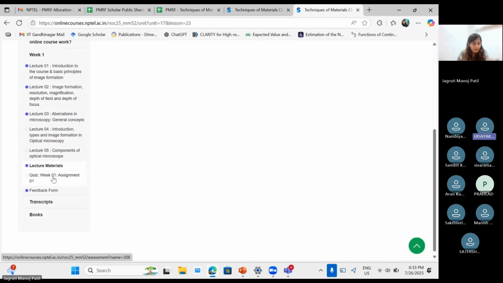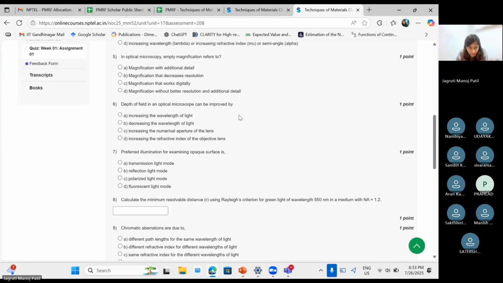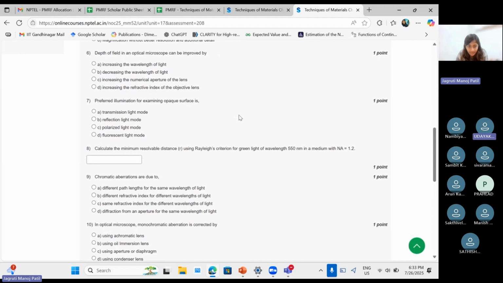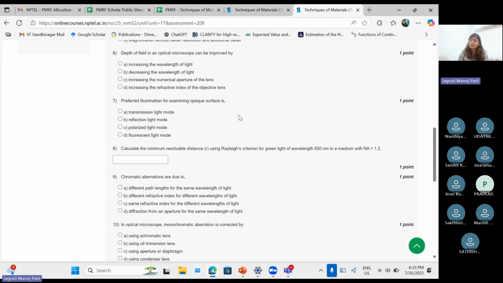This week's assignment you're talking about? Eighth one: calculate the minimum resolvable distance using Rayleigh's criteria for the wavelength. I guess it's asking for the unit only. You can either keep the unit similar or keep it in microns. It's up to you. They'll correct it according to your values. Okay, because we cannot type the unit, whether meter, micrometer or nanometer. If you cannot, then better you keep the same units.